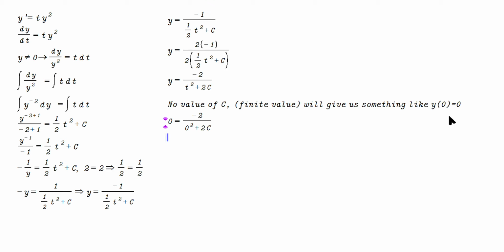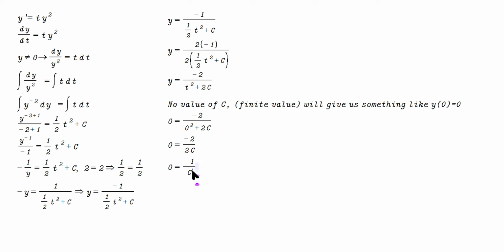This condition y of 0 equals 0 is telling us that y is equal to 0 when t is equal to 0. We are at the origin, in other words. So then this would be negative 2 over 2c. In other words, you have 0 is equal to negative 1 over c. Oops, this is not possible. It doesn't matter what c you choose, you can't make that equation work. You can try it. If you choose c to be a half, it doesn't work. You choose c to be 90, it doesn't work. You can't have 0 equal to something like that.